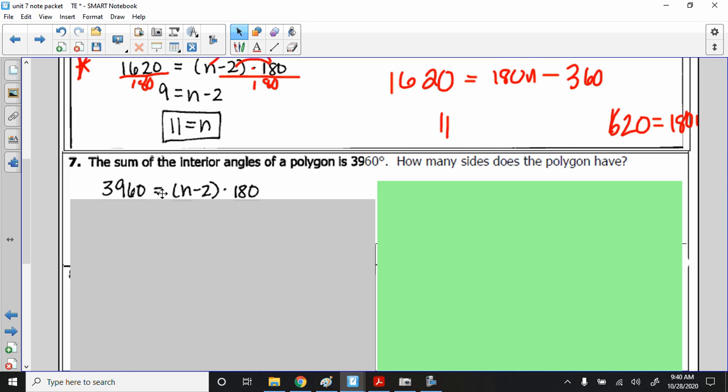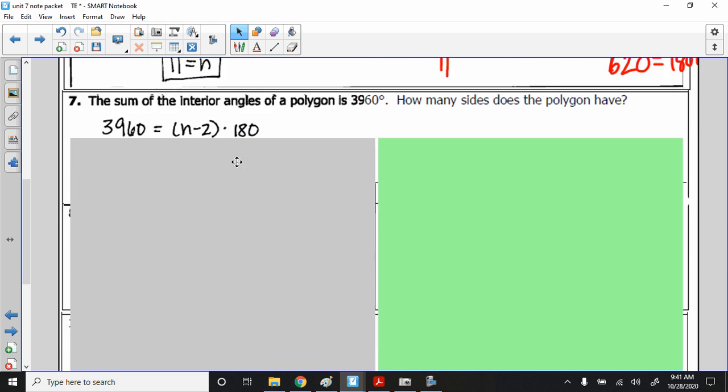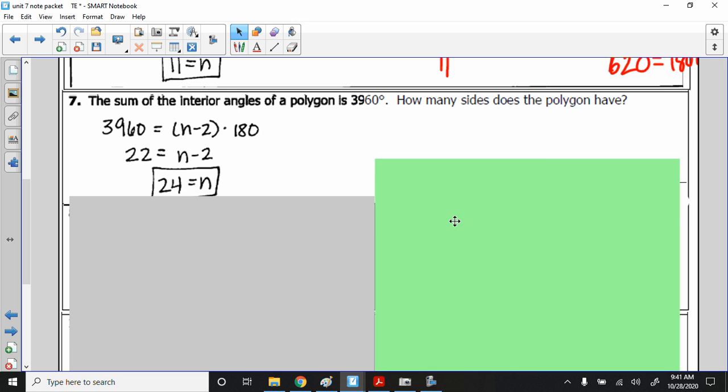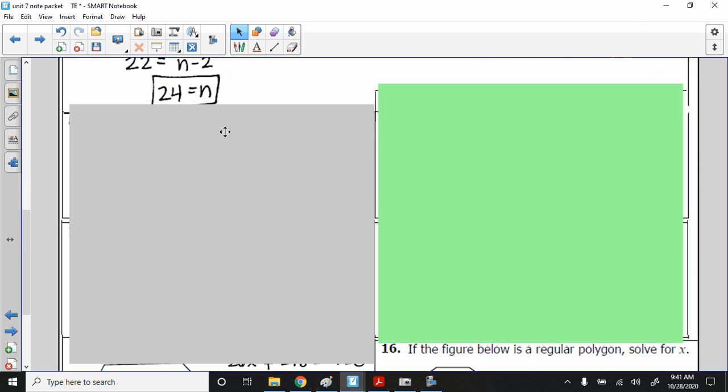3960 equals number of sides. So I need n. So that's why n is in there. So now we should feel a little better because it's the same exact process. Divide by the 180, and I get 22 equals n minus 2, then add the 2. So there's your second chance of looking at this type of math. So n is 24. I hope you feel a little better after seeing it twice.